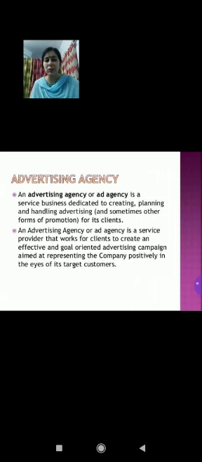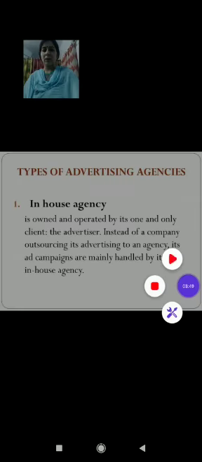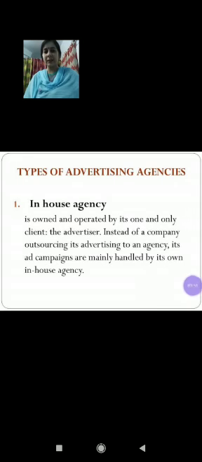Children, in this chapter we need to talk about advertising agency in detail. So now we'll be talking about one type of advertising agency, that is the in-house agency. I told you that an in-house agency is owned and operated by its one and only client, the advertiser. Instead of the company outsourcing its advertising to an agency, its ad campaigns are mainly handled by its own in-house agency, and that's why the most important form of advertising agency is the in-house agency, about which you need to know, right?